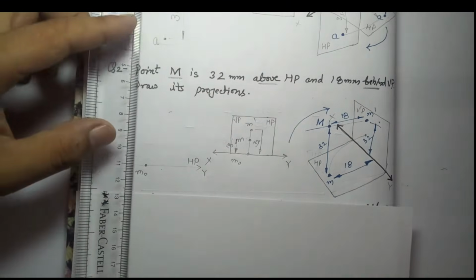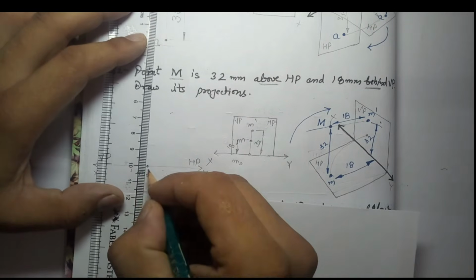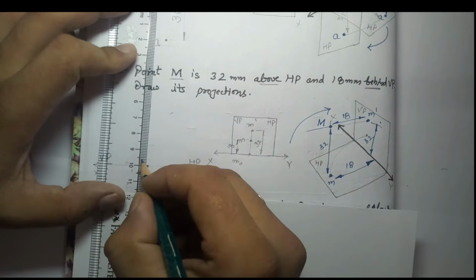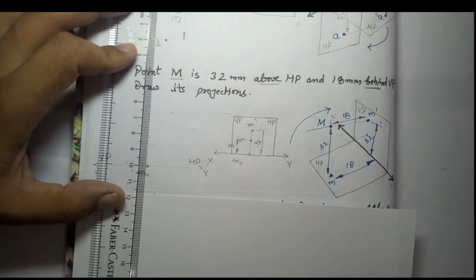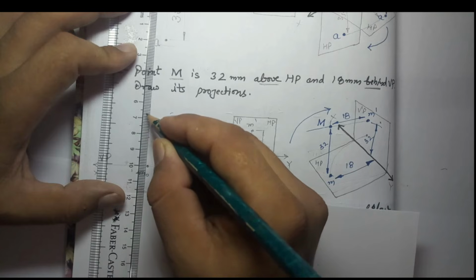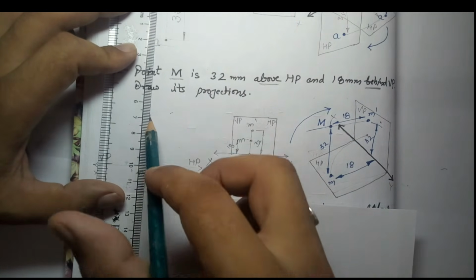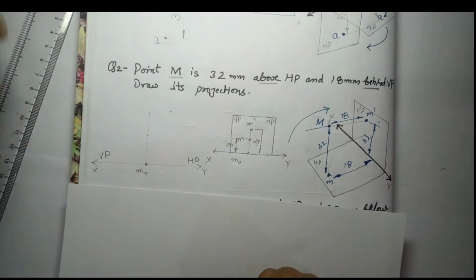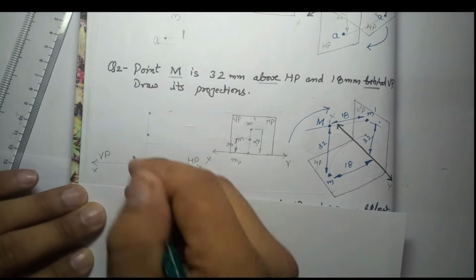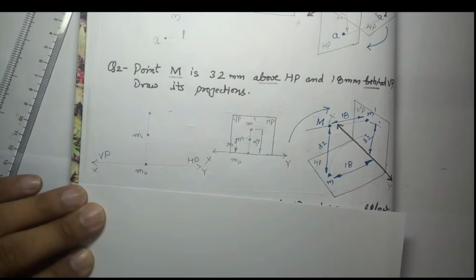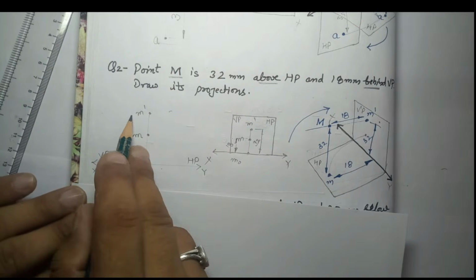So on the line we have to now start measuring the distance. The distance is given as 18 and 32. So first we measure 18, and this is the M, and then 32. Again we have to join it with a very light line, thin line, not visible from a distance, but we have to highlight the point. A big dot should be there. So this is the M point, small m, M for top view, M dash for front view.